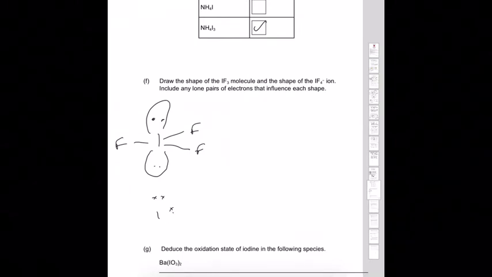So if we looked at the electron shells, iodine has 7 electrons. It expands its octet to share some with fluorine. So it's going to have more electrons in its outer shell than just the 8. But it does result in 1, 2, 3, 4, 5 pairs of electrons, 3 bonding, 2 non-bonding. And that gives us a trigonal planar shape.